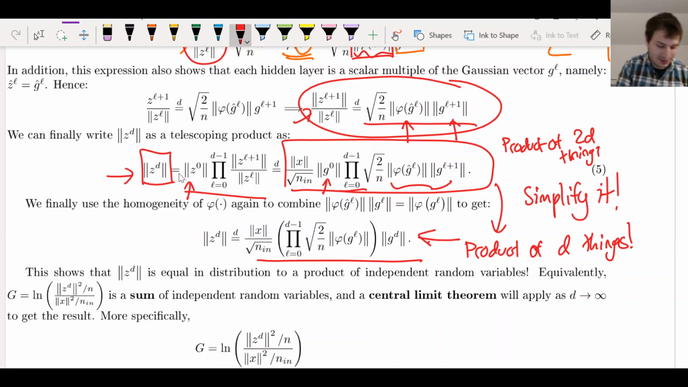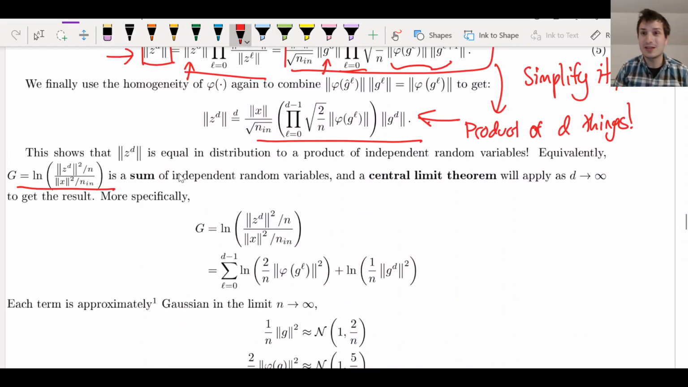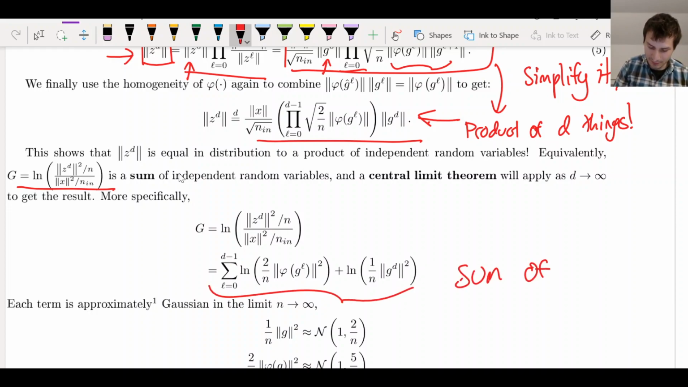And now G is the log of this. The log of a product of D terms is the sum of D terms. So G becomes the sum of D terms. Okay, and I lied when I said there's D terms. There's a big product with D things, but there's also this one little guy floating off at the end. And that's what's going to happen in the sum too. We have a sum of D terms plus one extra term.